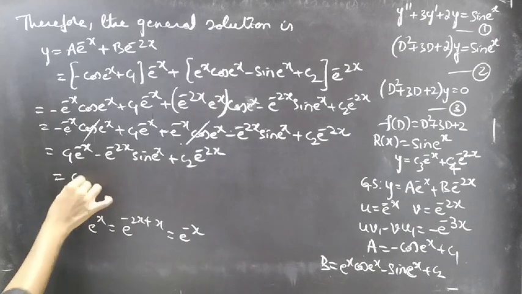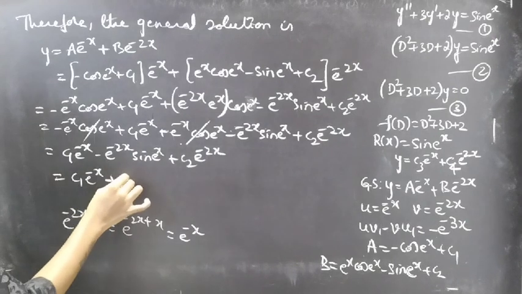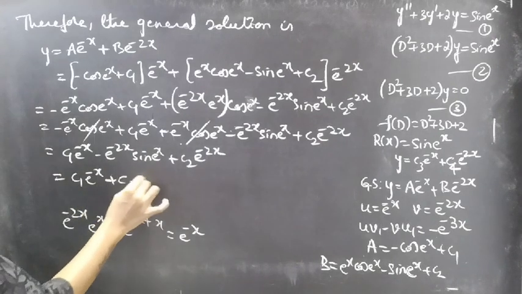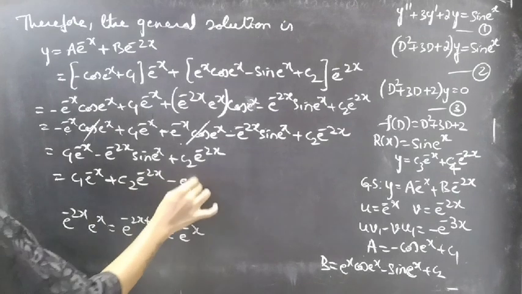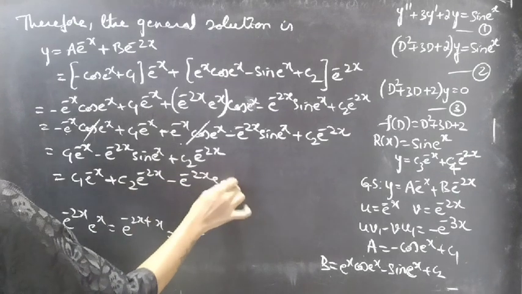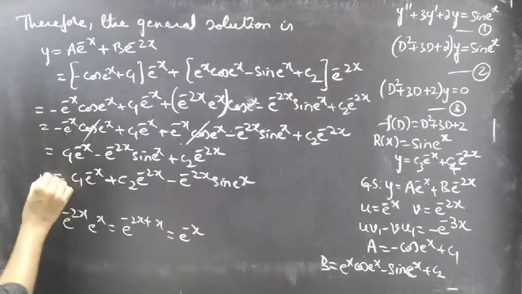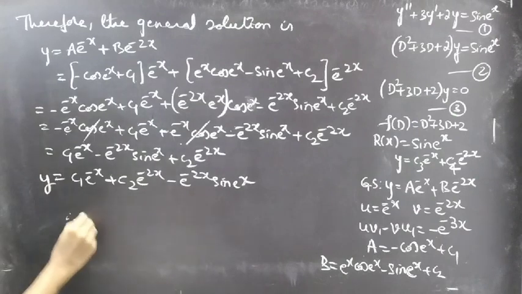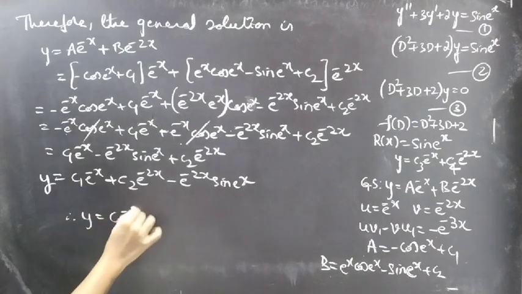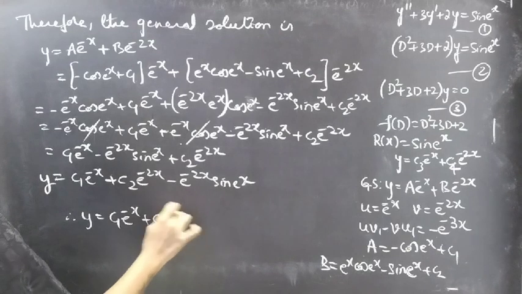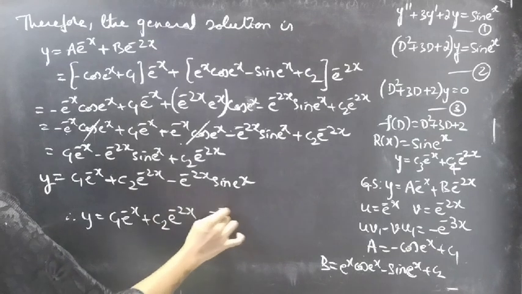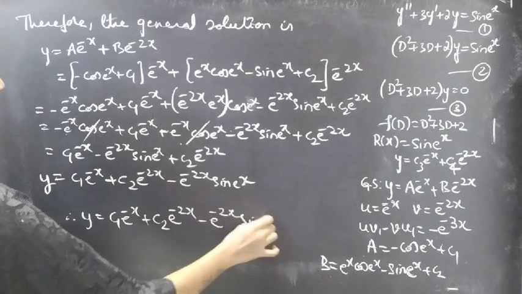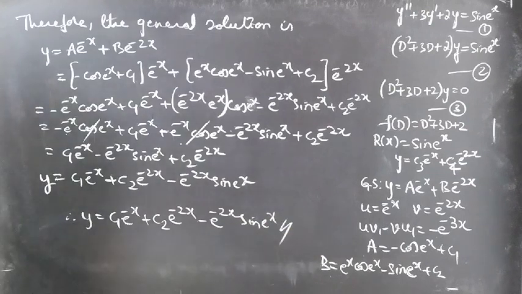This gives us, or we can write it as, c1 e power minus x plus c2 e power minus 2x minus e power minus 2x sine e power x, which is the required solution. Therefore, y equal to c1 e power minus x plus c2 e power minus 2x minus e power minus 2x sine e power x is the required general solution to our problem.